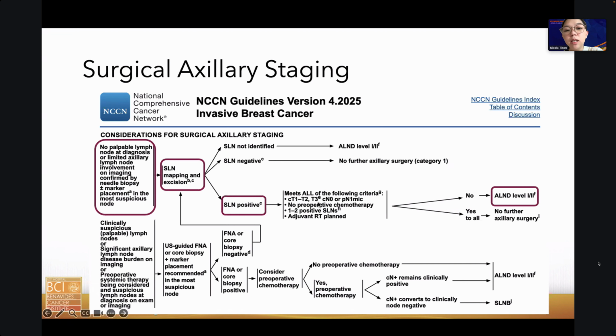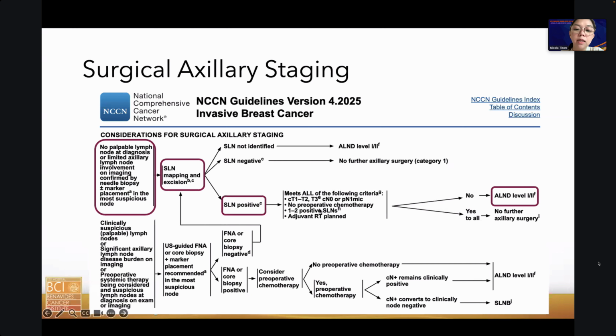Please, itong T3, bagong dagdag lang din to. But if you look at this, this letter E, it just says that there's limited data. So forget about this T3. T1 or T2 lang tayo. So if you have a patient who meets the criteria of T1 to T2, clinically node negative, did not go for neoadjuvant therapy, and you only have 1 to 2 positive lymph nodes, and they're going for RT, like if they went for breast conserving surgery, then we don't have to do an axillary dissection.